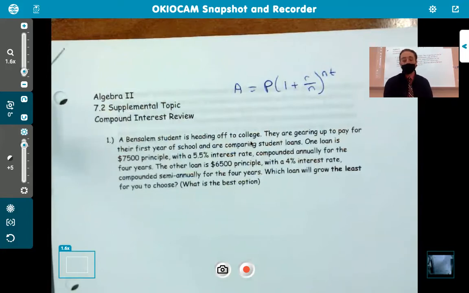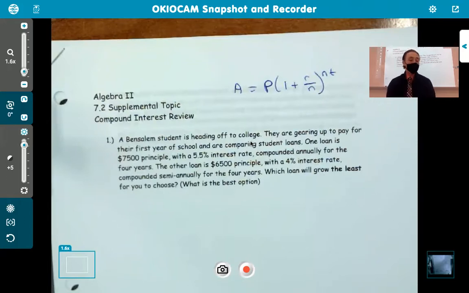All right. First example that we have, it says a Bensalem student is heading off to college. Much like some of you in the next year or a couple of years. They're gearing up to pay for their first year of school and are comparing student loans. Very normal thing, could possibly or more than likely pop up in your lives. One loan is $7,500 principal, $7,500 with a 5.5% interest rate compounded annually for the 4 years that you would be in school.